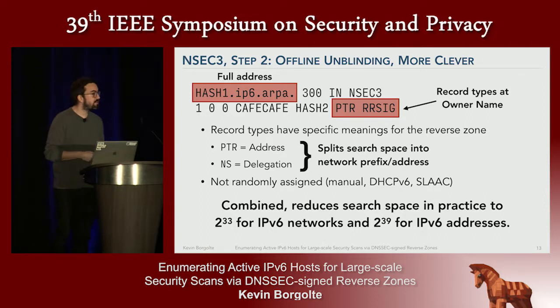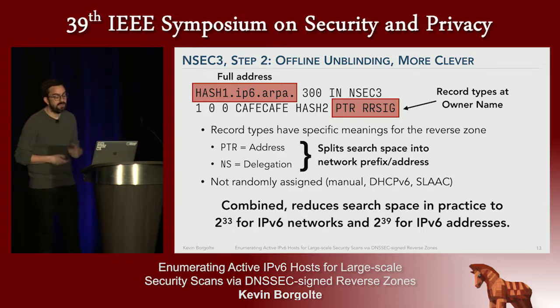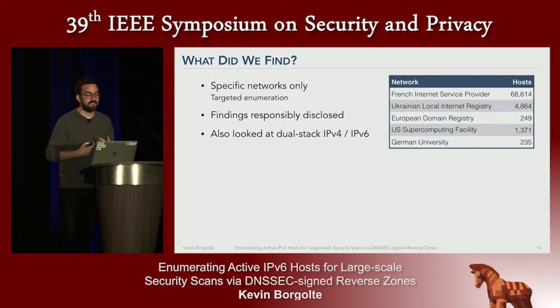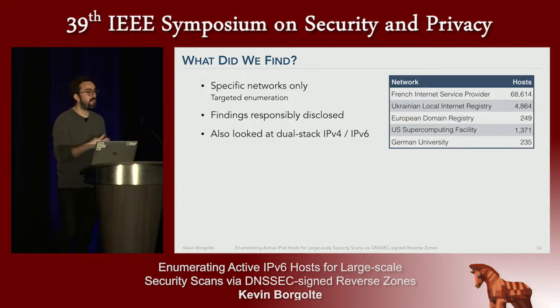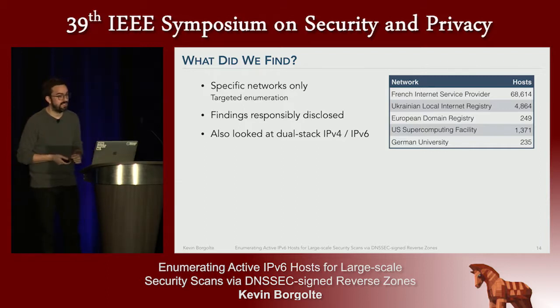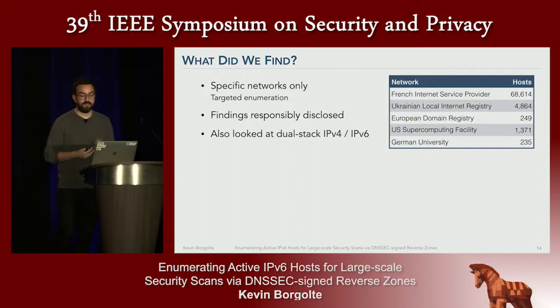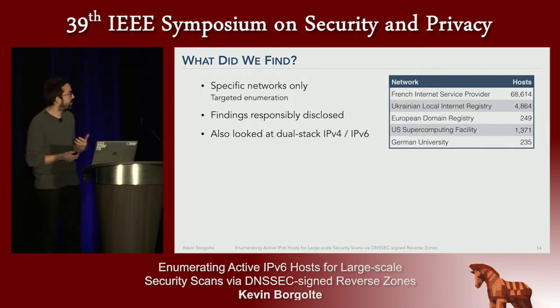And so what we did is to actually look at whether this works feasibly. We started to evaluate it a little bit and looked at some specific networks, because we wanted to see whether we can target the enumeration, whether we could look at only enumerating a specific network rather than always having to search through the entire IPv6 address space. Specifically, we looked at 5 different networks. We looked at one of the earliest adopters of IPv6 in France, which was an internet service provider. We also looked at a Ukrainian local internet registry, a European domain registry, as well as a supercomputer facility in the US and a university in Germany.